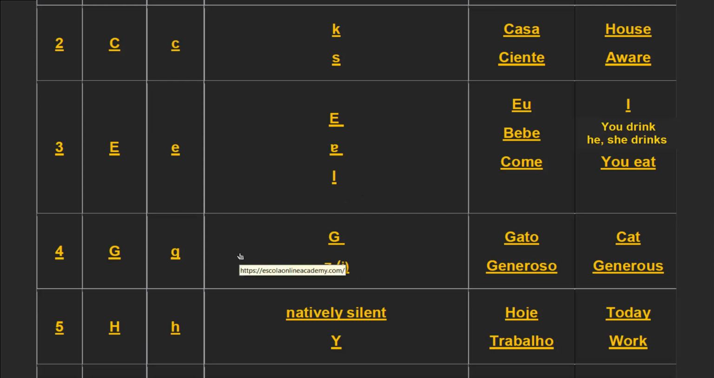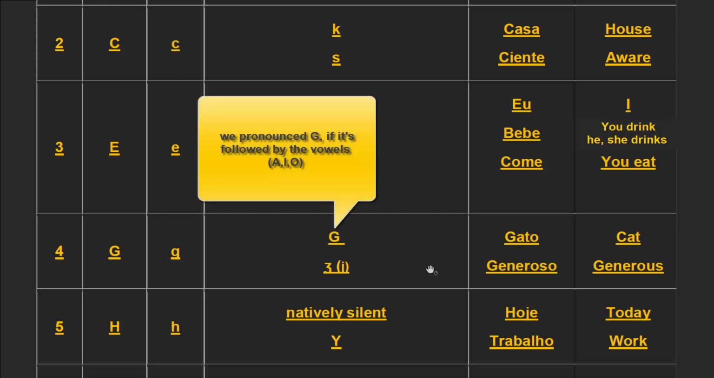Then we have letter G. We have two pronunciations for this letter. We can pronounce it as G. For example, the word "cat", which means gato, gato. So we pronounce it as G if it's followed by the vowels A, O, U.